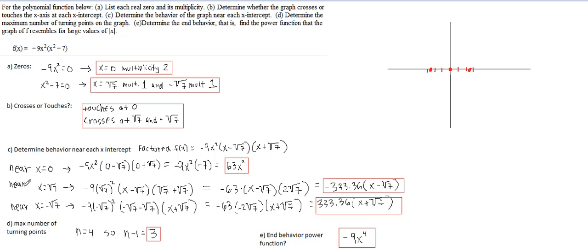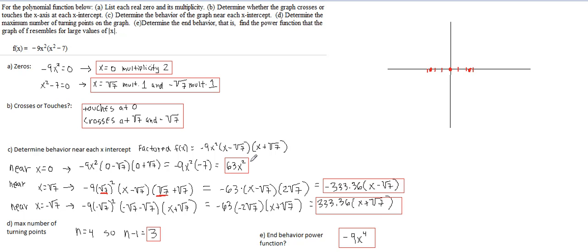Now for the other ones. When x equals square root of 7, that's at this point up here, and we want to know what the function is going to look like. Since x equals square root of 7 gives us a 0, we're going to put square root of 7 in all the factored spots except for the place where we got it from. If we put square root of 7 in here, it would turn the whole thing into 0. We're not going to put it into this x spot, but we are going to put it into each of the other spots. We're going to put it here and here, and simplify as far as it will go. Once we simplify it, we get negative 333.36 times x minus the square root of 7.